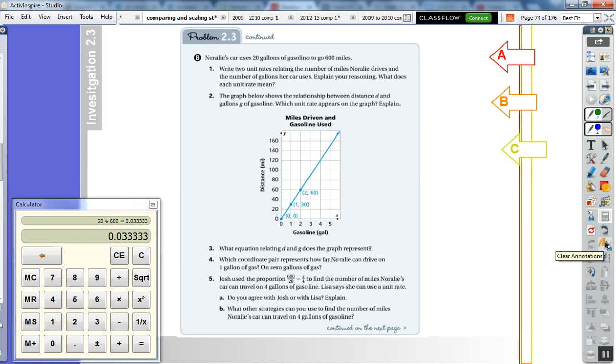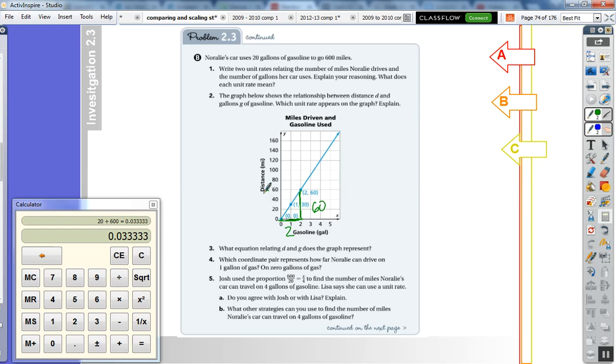All right, so the graph below shows the relationship between distance d and gallons g. Which unit rate appears on the graph? Well, we can do the same thing we did before. Let's go ahead and make our constant of proportionality triangle. From the origin at 0, 0 to this point at 2, 60, I have a vertical change of 60 and a horizontal change of 2.